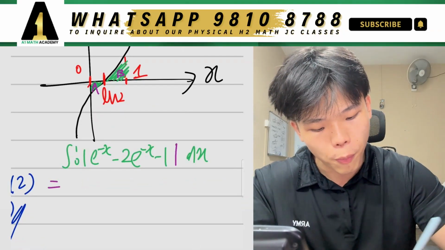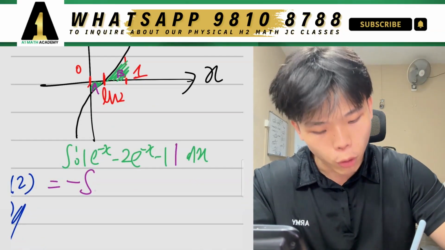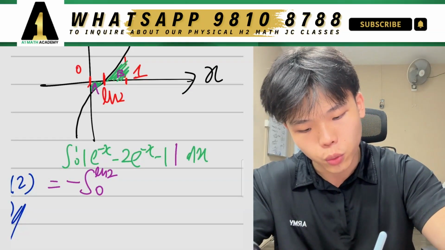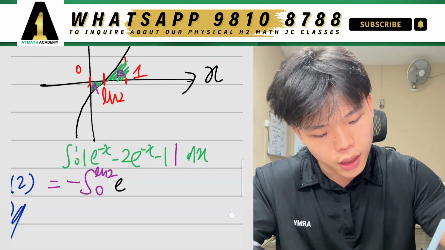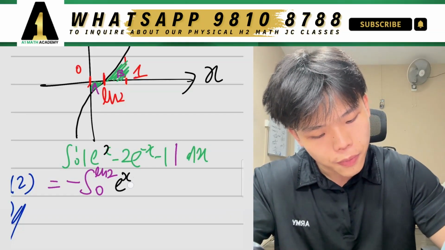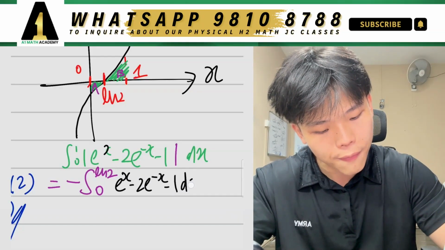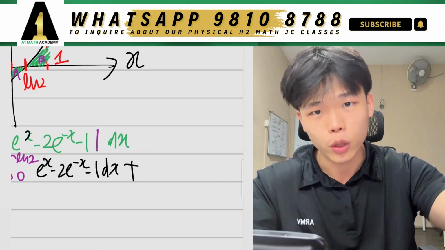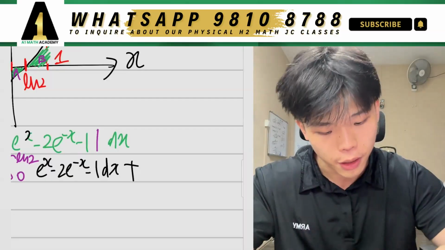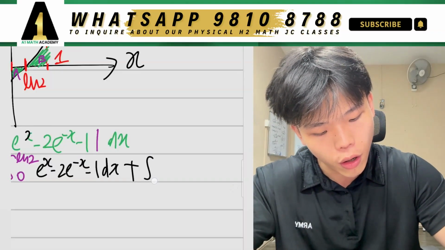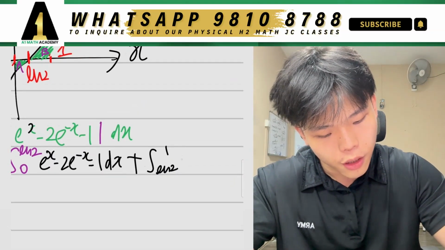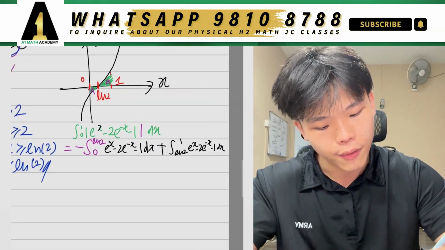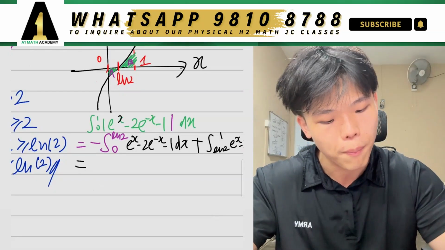So the area of portion A will be negative, integral from 0 to ln 2, of this equation over here, e^x minus 2e^(-x) minus 1 dx. Now for the second portion, since it's already above the axis, we don't need to put a negative sign on it to flip it. So over here will just be the integral from ln 2 to 1 of e^x minus 2e^(-x) minus 1 dx. Then from here, we can just go and integrate both sides.